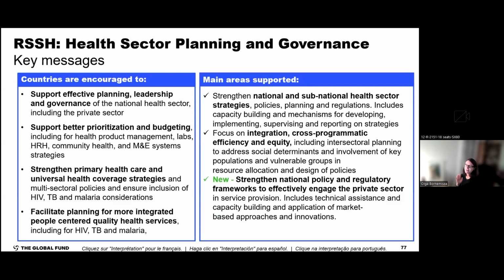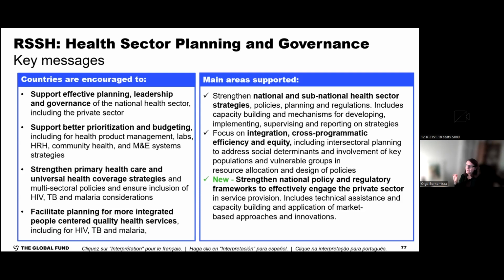So what I'm going to do for the next 8 slides is I'm going to talk you through the 8 main areas. It's going to be quite quick. I won't talk to the right-hand side of the areas supported because of time. So I'm just going to focus on the left-hand side, but please read what I say on the right-hand side too. Okay, so the first thing that we have put in the information note is health sector planning and governance.